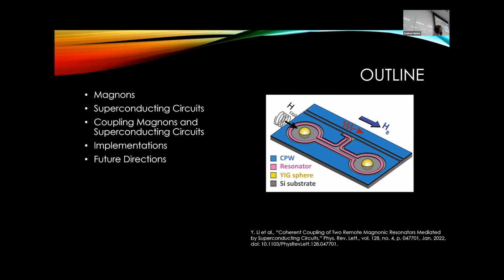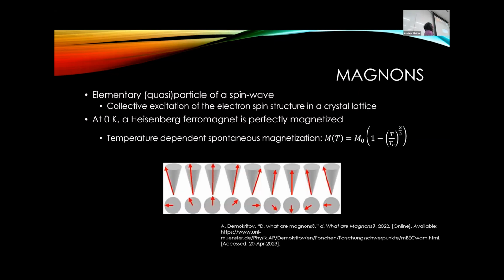So we're first going to talk about magnons. I think some people have already talked about it in the presentation, but we'll just do a little refresher. What are superconducting circuits? How do we couple magnons to superconducting circuits? Some implementations of devices, and then future directions of this field. So the first thing is, what are magnons?